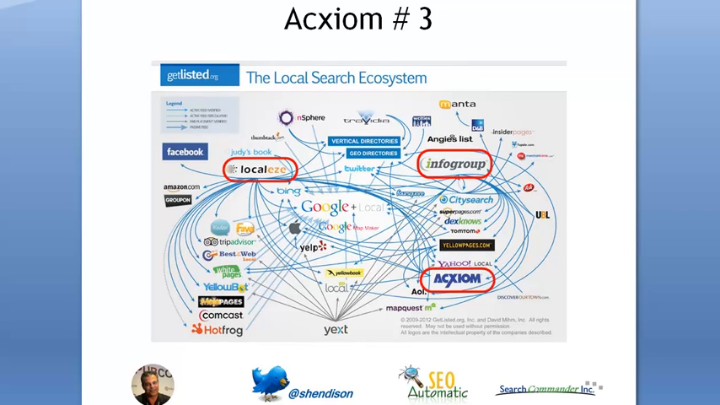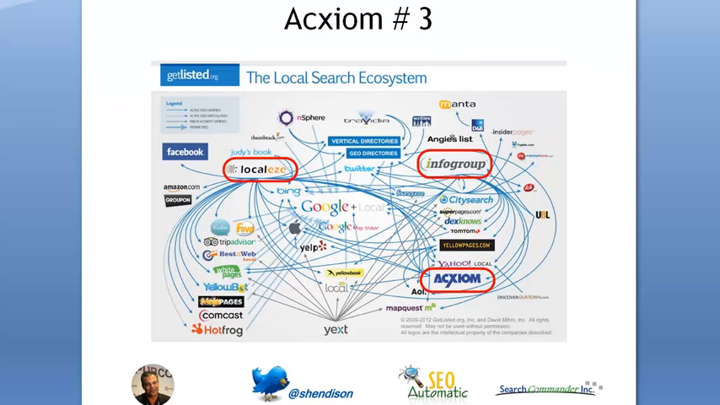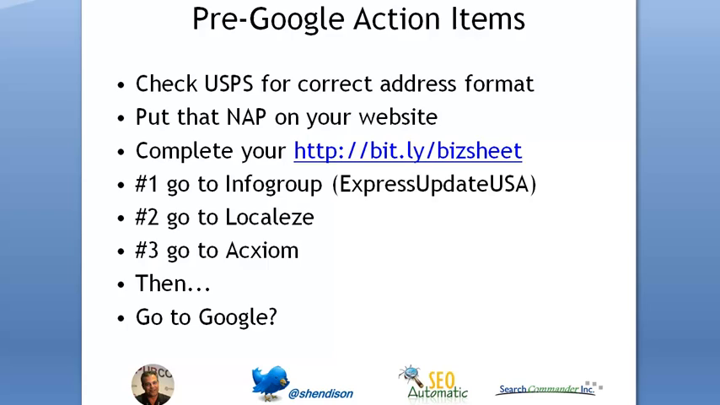The third one is Axiom. When you get there, it's changed looks twice. Right now it's mybusinesslistingmanager.com. If you've ever been there before, don't be surprised to find out that there's a new look. But you'll notice that down at the bottom you can actually chat live online with someone to help. But again, real straightforward process. You put in your phone number, you claim your business, you get your details accurate, and after you do those three, you can go to Google.